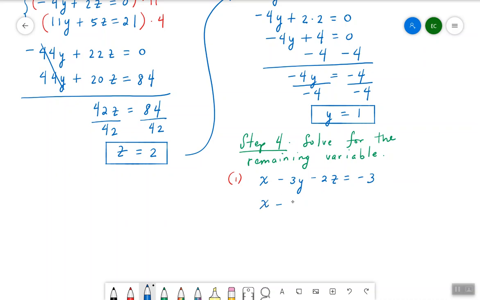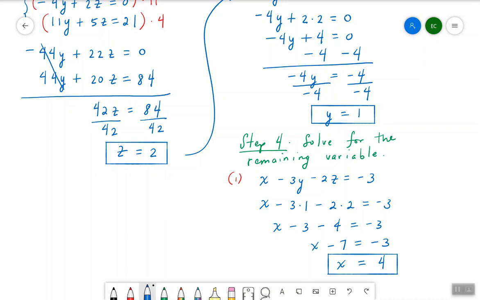And then we can substitute for y. We'll put in a 1. And for z, we'll put in a 2. And let's see what we get. X minus 3 minus 4 equals negative 3. X minus 7 equals negative 3. Add 7 to both sides, and we'll have x is equal to 4.